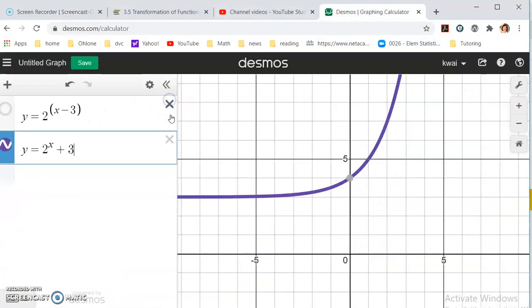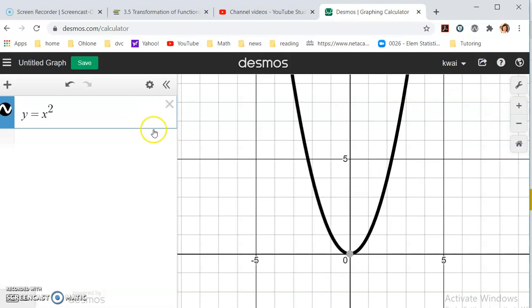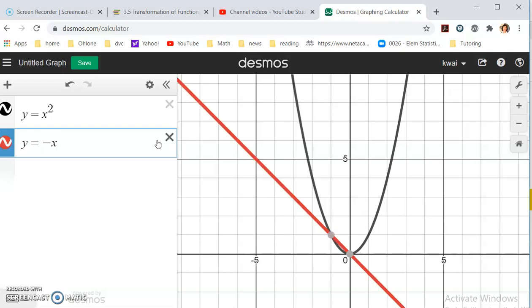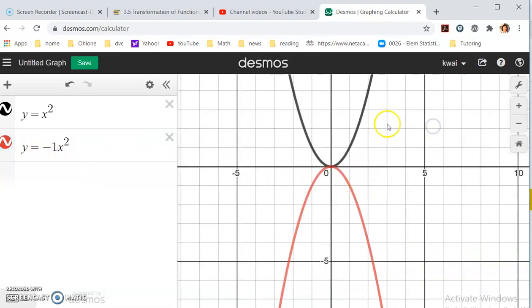So I'm not going to use 2 to the x. Let's use something that we know, x squared. We are aware that this toolkit function, x squared, is a parabola facing up like this. So if I want to do a negative outside, negative of x squared, I multiply by negative 1. This is just as if you are doing negative 1 times x squared, and you can see that it's a reflection over the x-axis. It's a vertical reflection if you are doing a negative outside.